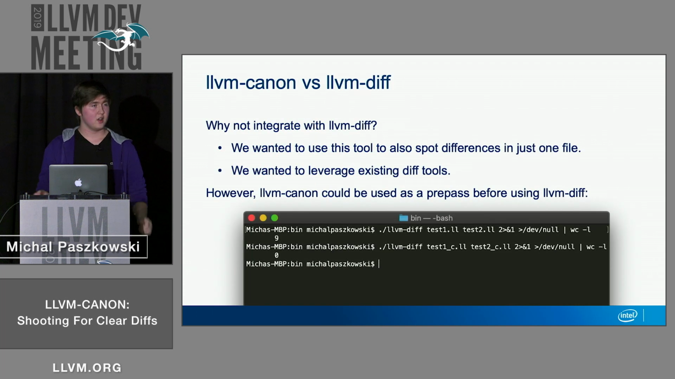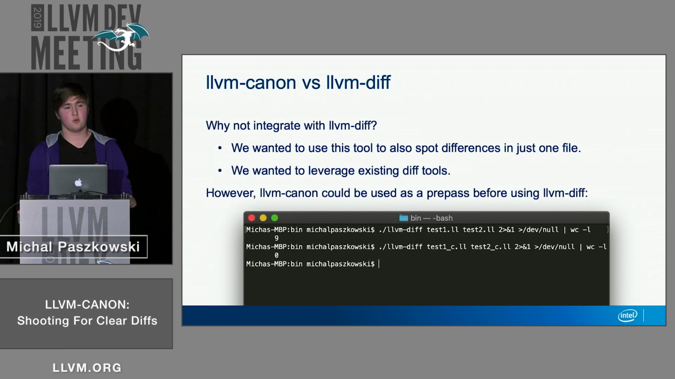Many people also asked on the mailing list, why don't we integrate LLVM Canon with LLVM Diff? The thing is that we also wanted to use LLVM Canon to spot how a module changes by just looking at one file. This is obviously not the same thing as Diff does. We wanted to leverage existing Diff tools. Everybody's got their favorite Diff tool, and we didn't want to change that. However, LLVM Canon could be used as a pre-pass before using LLVM Diff.